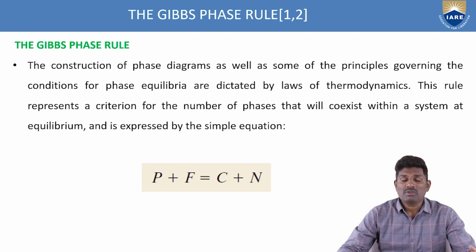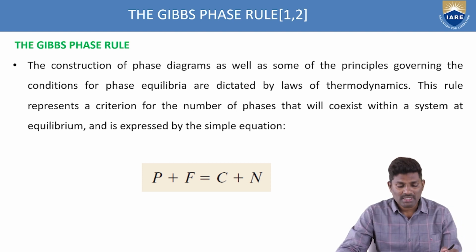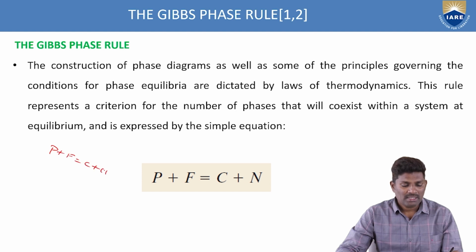So what is the Gibbs rule we are seeing? This Gibbs rule represents the criteria for the number of phases that are present within a system. If you want to find out the number of phases present within the system, it can be calculated with the help of this Gibbs phase rule. And we have a simple equation for this Gibbs phase rule: P plus F equal to C plus N. This gives the Gibbs phase rule.